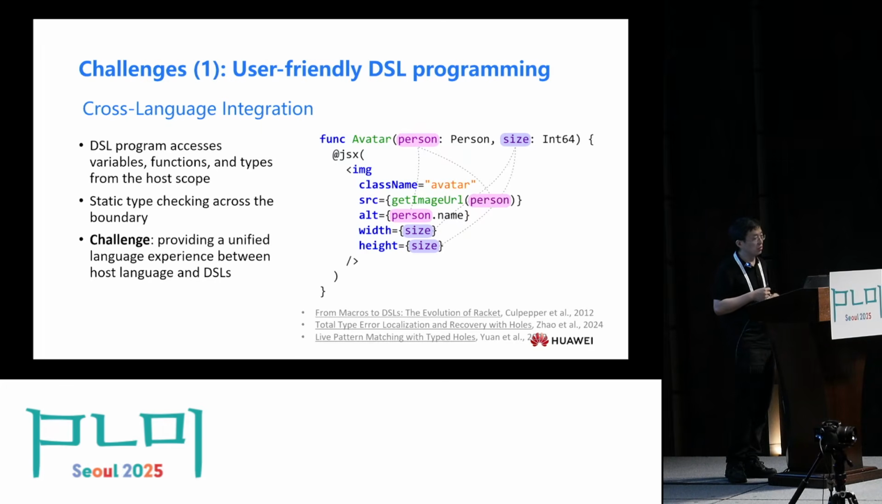which means we want to support mixed programming of the host language and DSL language. So in this example here, this DSL program may refer to variables and types defined outside in the general purpose language. So the challenge here is to provide a unified language experience between its host language and DSLs.